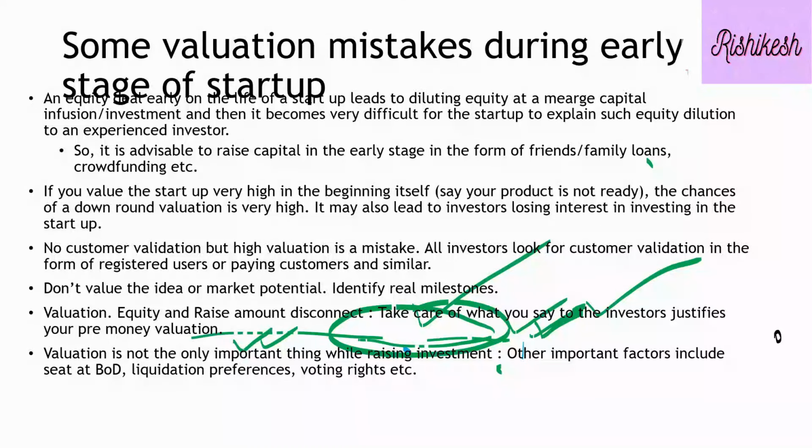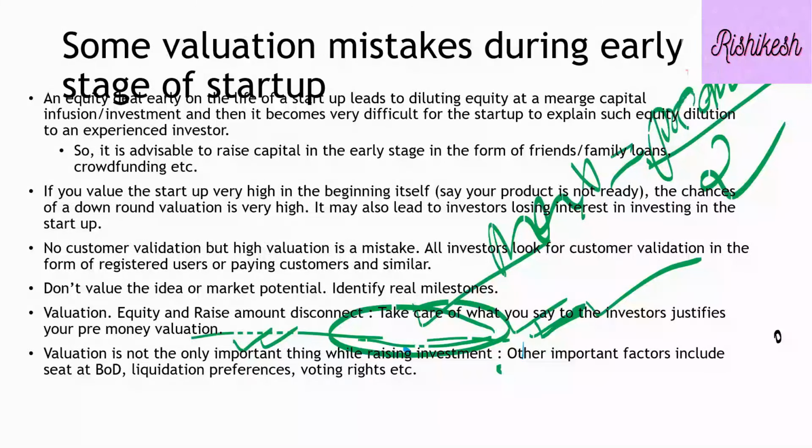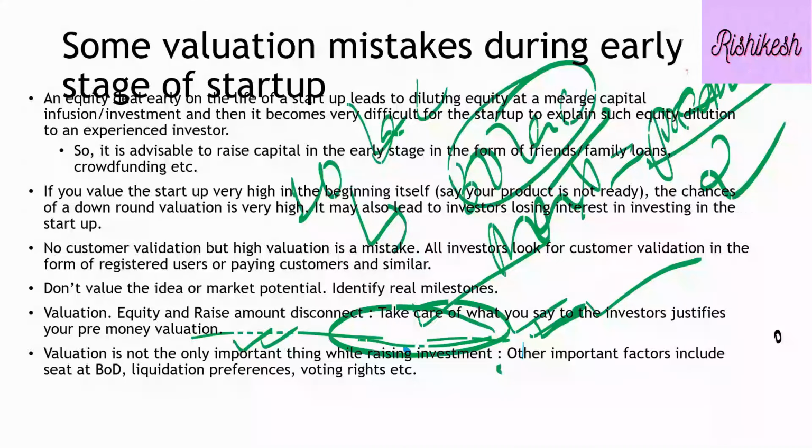In the previous video we were talking about how the maximum amount that you should raise should be equal to your pre-money valuation divided by 2, right? So if your pre-money valuation is, let's suppose, 10 lakh rupees, and you have gone to the market asking for 30 lakh rupees, this doesn't seem to be justified enough, right? So there should not be a disconnect between your pre-money valuation, the equity that you are ready to offer, and the raise amount that you want to have. Raise amount means the investment that you want, right?